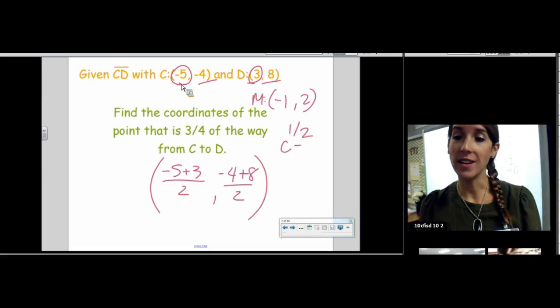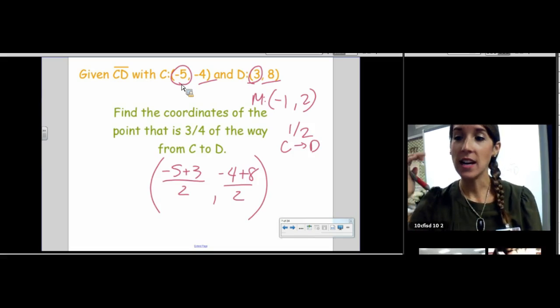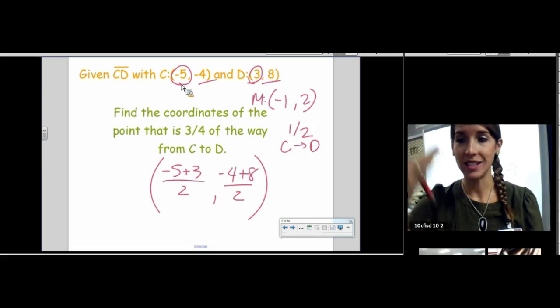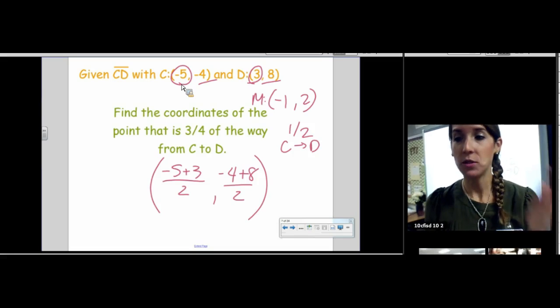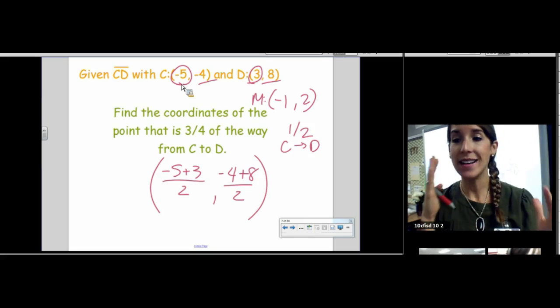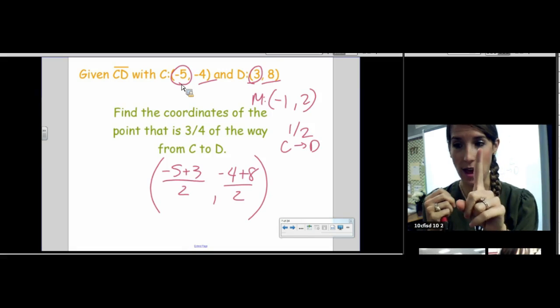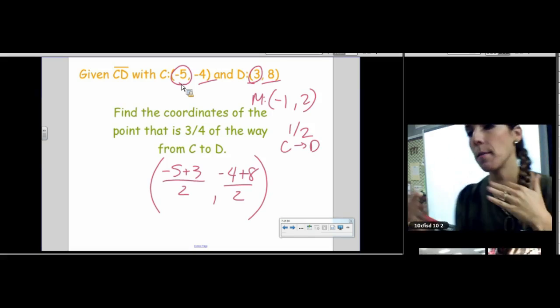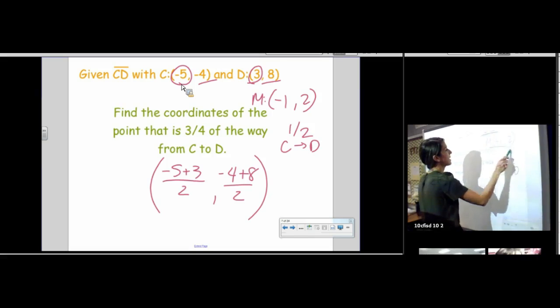Now we want to find the coordinate that's 3/4 of the way. So now we kind of need to find the midpoint of the midpoint, kind of. Now, am I going to use M and D, or am I going to use C and M? Good. Do the midpoint formula between the midpoint and D, because I want it to be 3/4 of the way. If I did it between C and M, I would be 1/4 of the way. But I want to go further, so I'm going to find the midpoint between D and M.